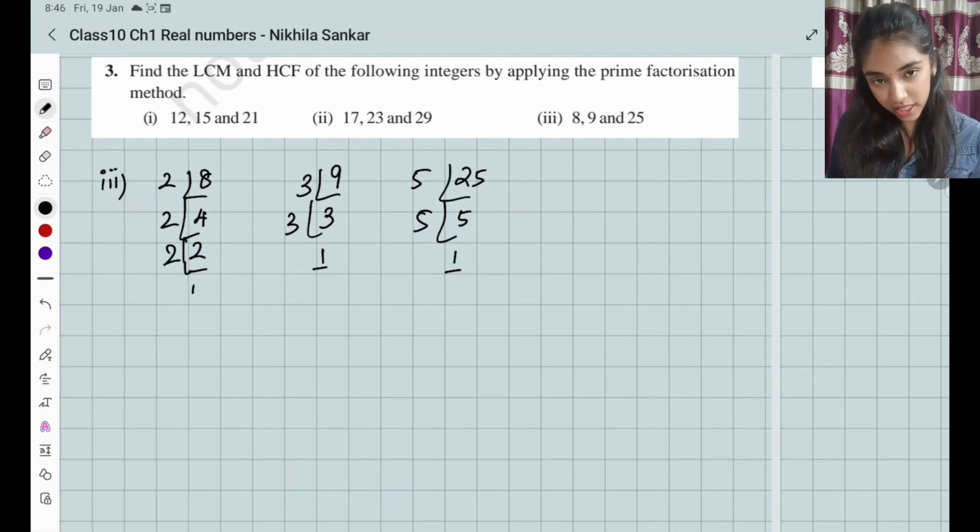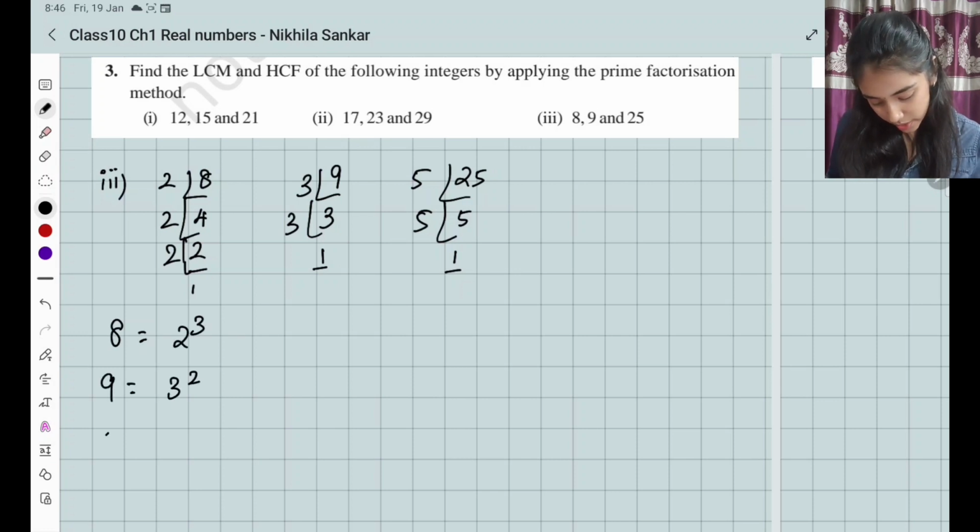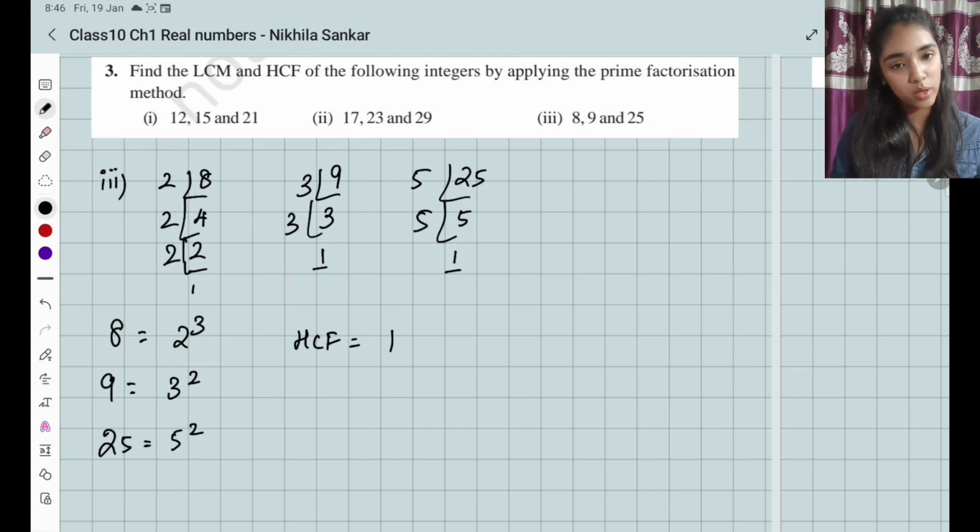Now in this question, they are not prime numbers, they are composite numbers, but there are no common factors. You have 2 cube, 9 is going to be 3 square, and 25 is going to be 5 square. For HCF I see that there are no common factors except 1. So 1 is the only common factor. Here there is a 1, there is a 1, there is a 1. 1 is like a savior: if no number is common, we write 1.